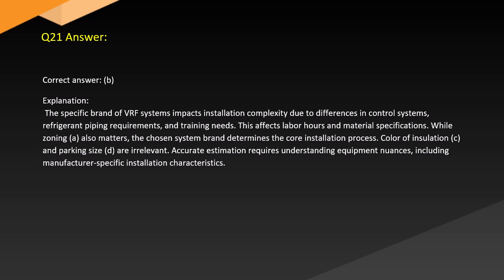Answer. Correct answer: B. Explanation. The specific brand of VRF systems impacts installation complexity due to differences in control systems, refrigerant piping requirements, and training needs. This affects labor hours and material specifications. While zoning also matters, the chosen system brand determines the core installation process. Color of insulation, C, and parking size, D, are irrelevant. Accurate estimation requires understanding equipment nuances, including manufacturer-specific installation characteristics.